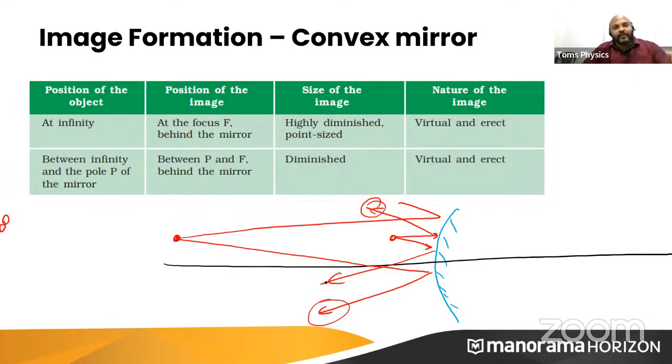This is the reason we use a convex mirror as the rear view mirror, right? If you used a concave mirror as a rear view mirror, what would happen? Would the image always be right side up?